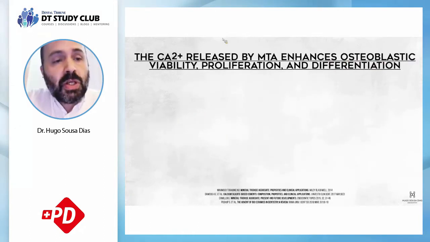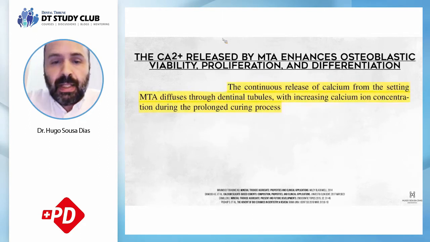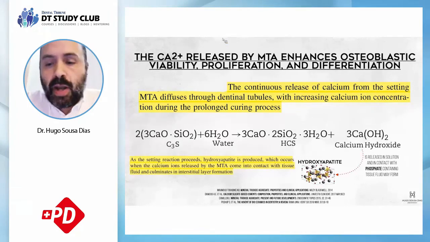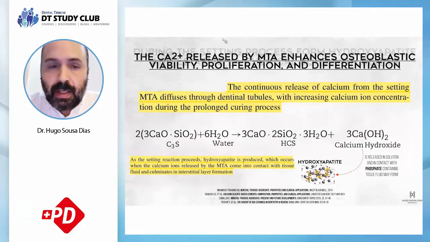Another property is related to calcium release by MTA. It can influence osteoblastic viability, proliferation, and differentiation. This continuous release of calcium from the setting MTA diffuses through dentinal tubules, with increasing calcium ion concentration during the prolonged curing process. When these calcium hydroxides are released in solution and come in contact with phosphate contained in tissue fluids, they can form hydroxyapatite.